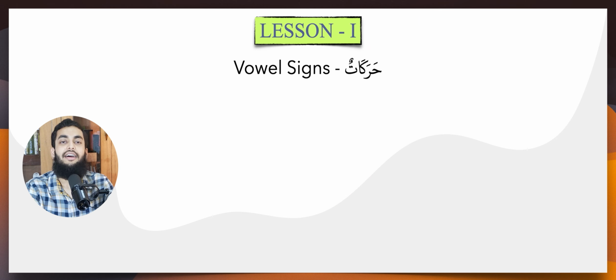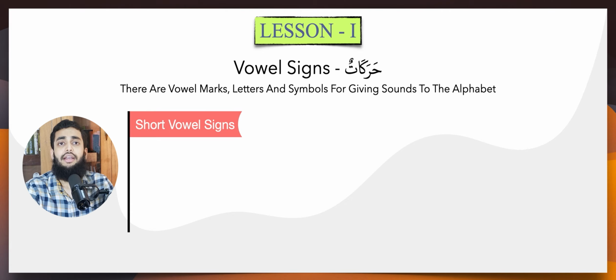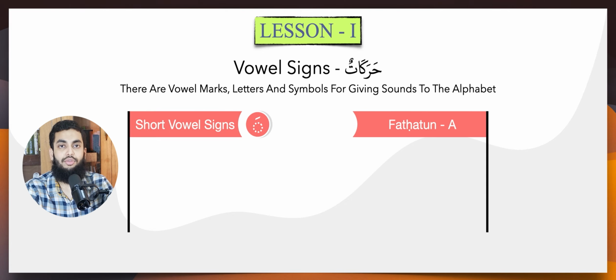Vowel signs are called harakatun in Arabic language. There are vowel marks, letters, and symbols which give the sounds to the Arabic alphabet. The first type of vowel signs are known as short vowels. First of them is fathatun, which gives the sound a. Then we have kasratun, which gives the sound e. And lastly, we have dhammatun, which gives the sound u. Now the examples are sa, si, su.